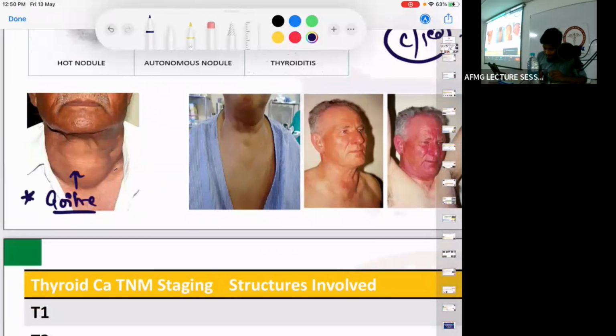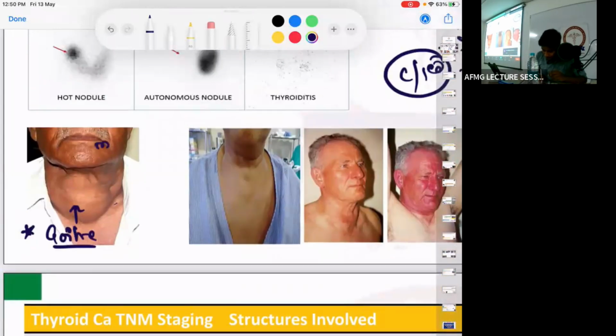Most common cause of goiter, anybody? Very good. Most common cause of goiter is iodine deficiency. And iodine deficiency की वजह से जो goiter होता है, it is called as endemic goiter. Which is also the most common cause for hypothyroidism. Worldwide, endemic goiter is the most common cause for hypothyroidism, right? In India, it is Hashimoto's thyroiditis. कोई दिक्कत नहीं है.